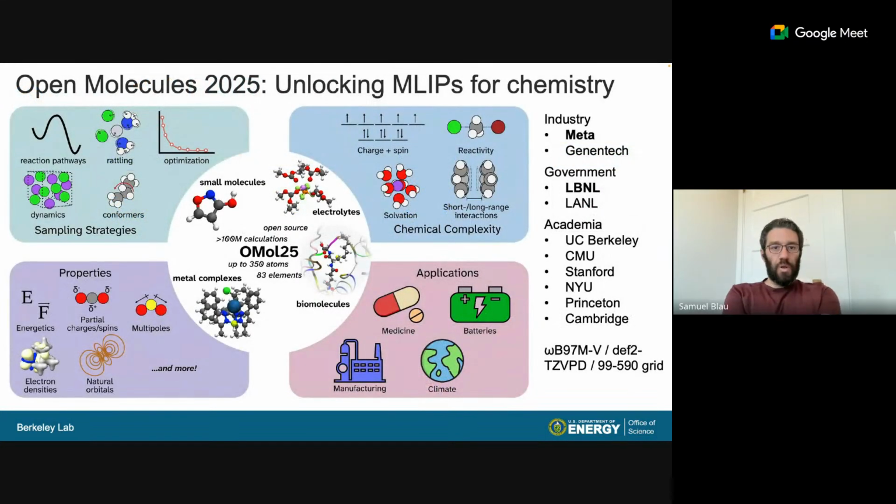So OpenMolecules 2025, or OMol, as I'll refer to it, is, I think at this point it's being accepted, going to unlock machine learning potentials specifically for chemistry. And this was a massive effort, a collaboration between Meta, Genentech, Berkeley Lab, Los Alamos, and researchers from 6 different universities, that Meta and I were the co-leads on.